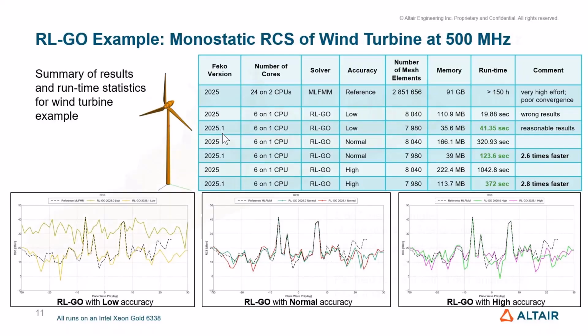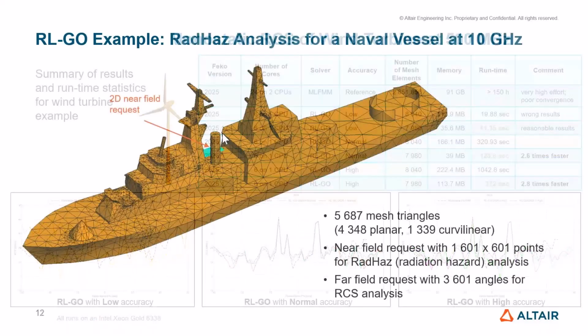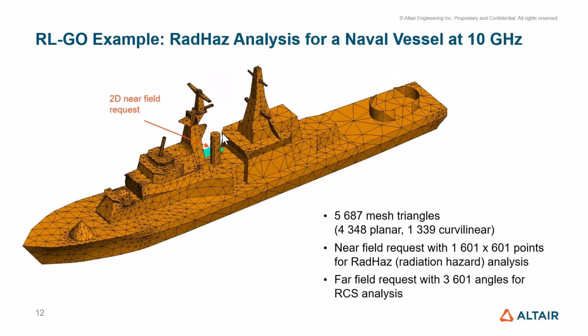I have one more example to share, about RadHaz analysis for a naval vessel at 10 gigahertz. This is also a complex case with about 5,600 mesh triangles, and we've looked at the far field request with RCS analysis and the near field request for RadHaz analysis, and done a little comparison of the two versions.